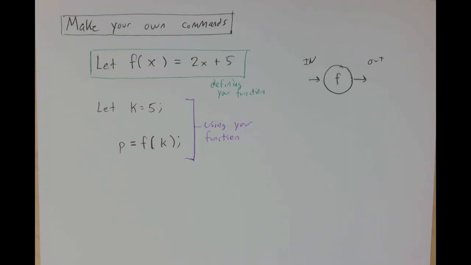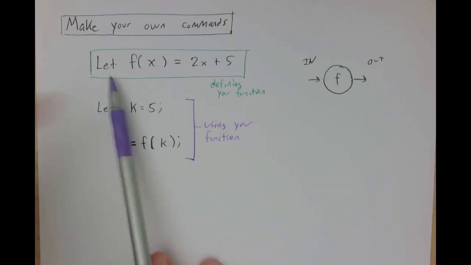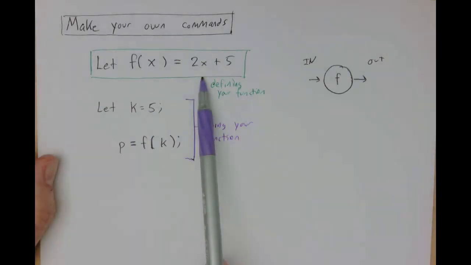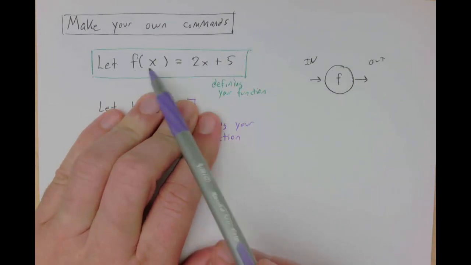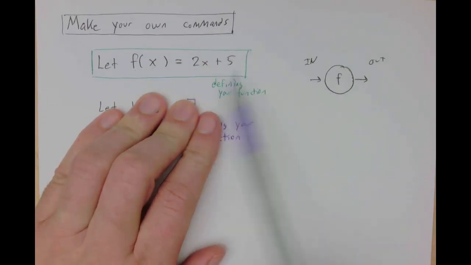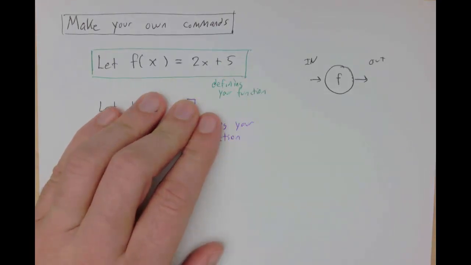So there's a difference between defining your function and using your function. If I just say let f of x equal 2x plus 5, I'm just saying what is f going to do to an input? I'm defining the action that this command is going to perform. And in Java, you're going to do the same thing. You're going to define your command before you ever use it. And when you define your command, you're just saying what do you want it to do and what's it named.